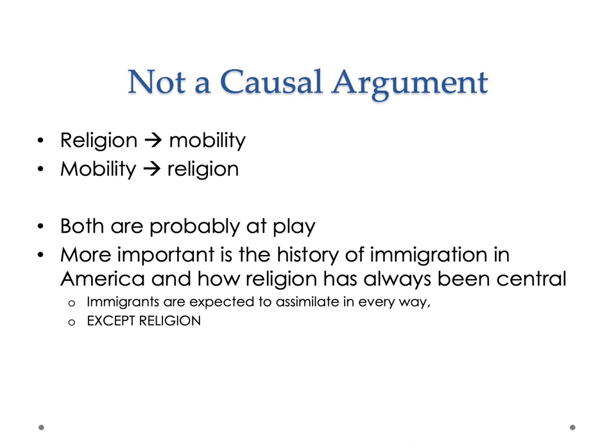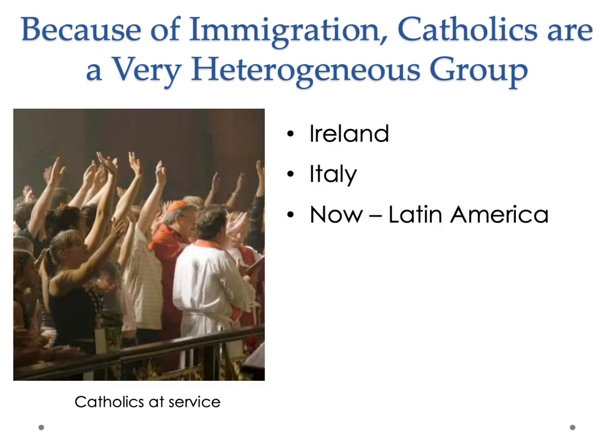A second part of this that's important to note is that immigrants, while they're expected to assimilate into the United States, are typically not expected to assimilate religiously. If we look beyond the case of Hindus, what we see is that because of immigration, Catholics are a very heterogeneous group. Some come from Ireland, Italy, and Latin America. Catholics in the 20th century were mostly from Ireland and Italy.